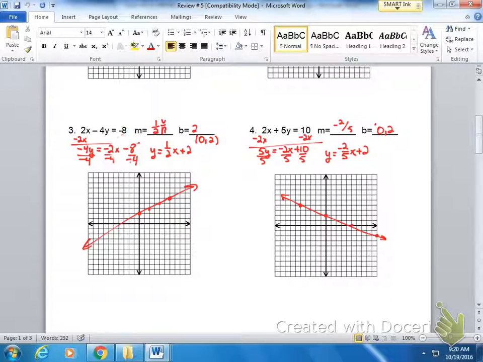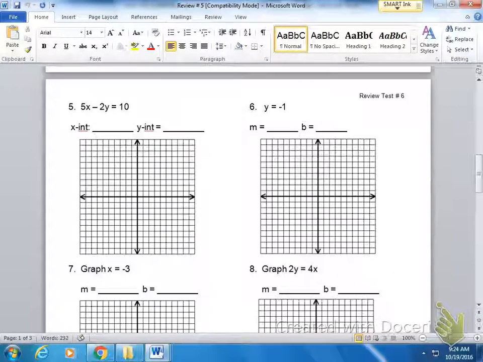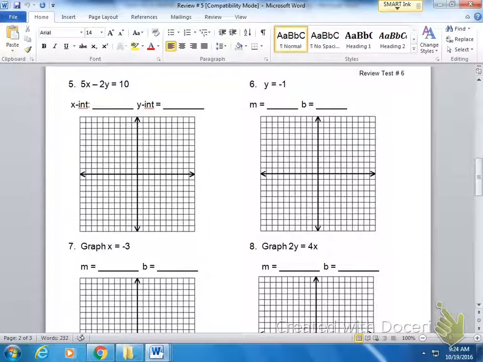All right, guys, so let's go ahead and go to the second page. Now, I want you to pay close attention to what's going on here because it's no longer asking us for the slope and the y-intercept. It's asking us for both intercepts. So you need to remember a couple of things when you do this.